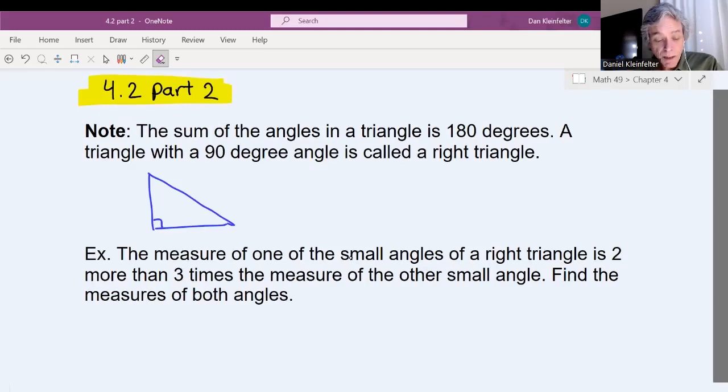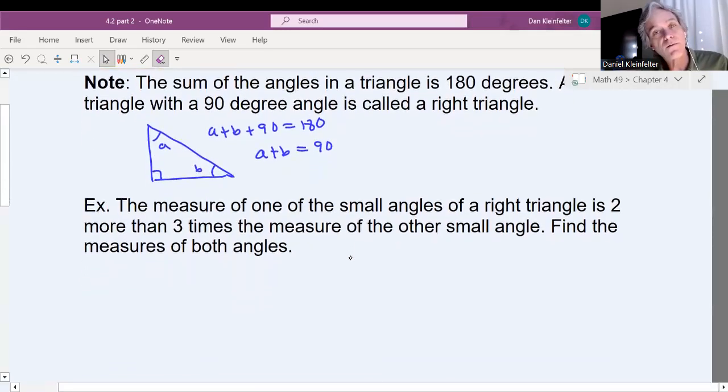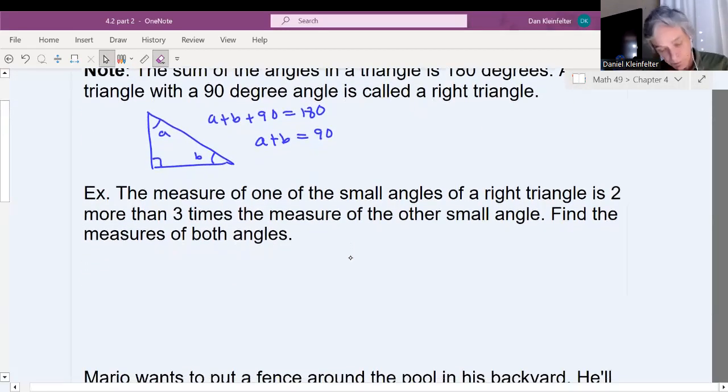So if we label the angles with a letter, we'll call that one A and this one B. If the total of the angles is going to be 180 degrees, which it always is, then that means that A and B have to be complementary, right? They have to add up to 90 degrees. All right, so that's the background information that we're going to need for this first example.